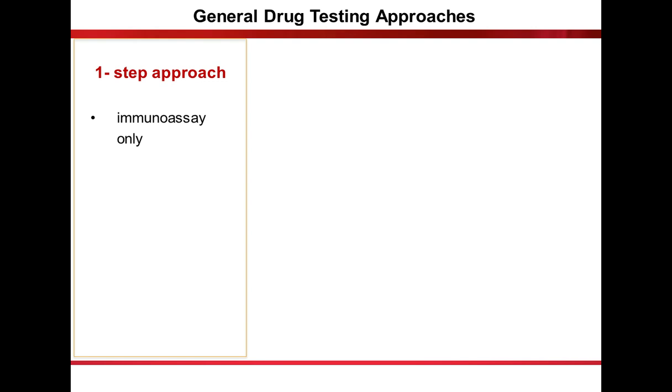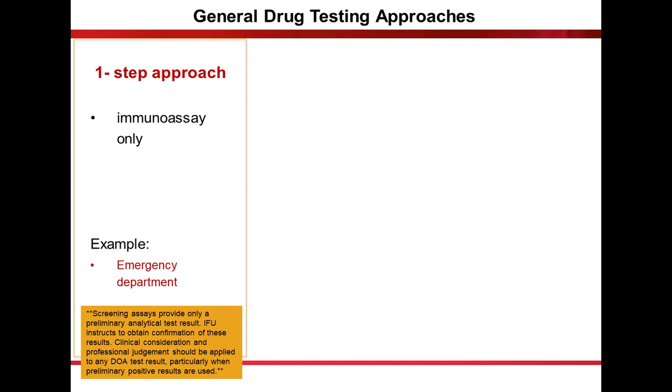This is where only an immunoassay screen is used, and then it's used to treat patients. So the results are used to make a clinical decision right then and there. An example of where this might be used is the emergency department. If a patient presents with a suspected overdose, perhaps in a sickle cell crisis or having seizures, a physician might order a drug screen just to know what's on board so that they can make a decision right then and there to treat the patient.